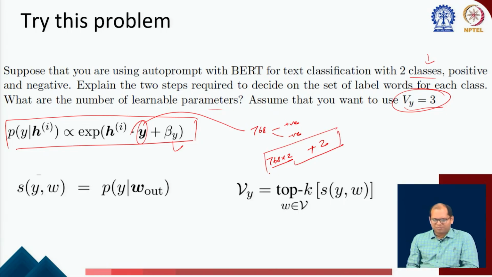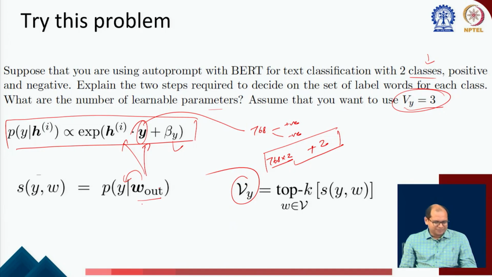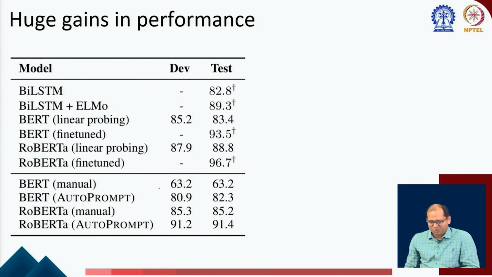So once I have learned these parameters, I simply take the W out embeddings and find out which of these W out are closest to this Y for that class. This will give me the class, the set Vy, the label tokens for a particular class. Okay.